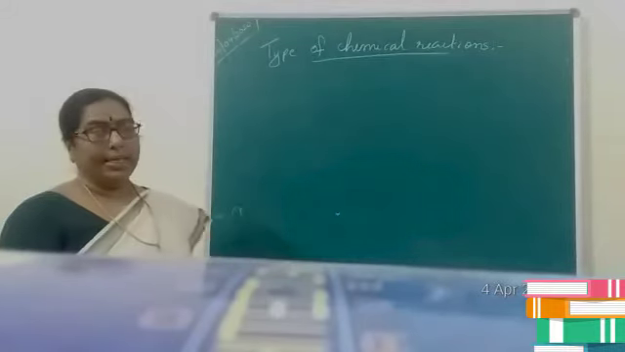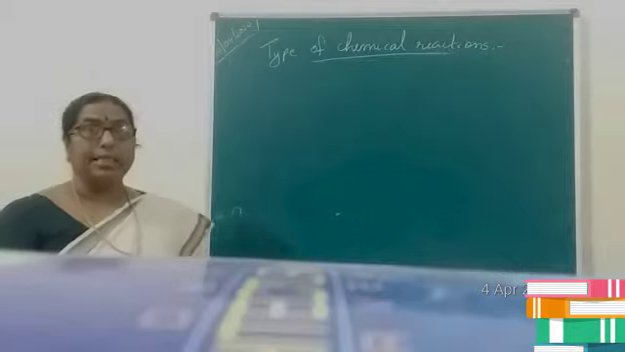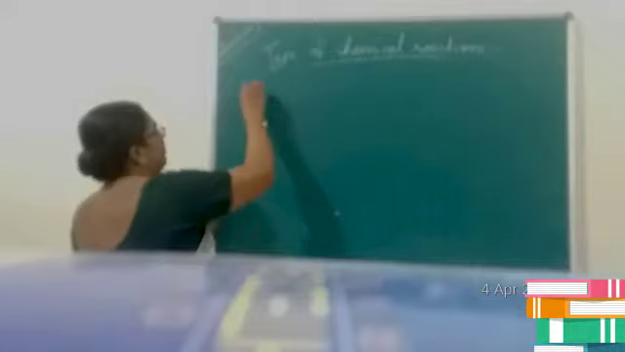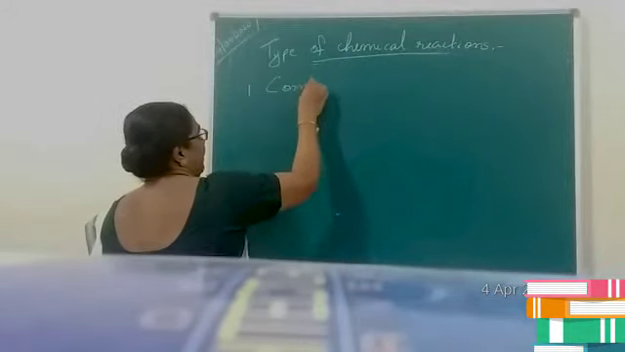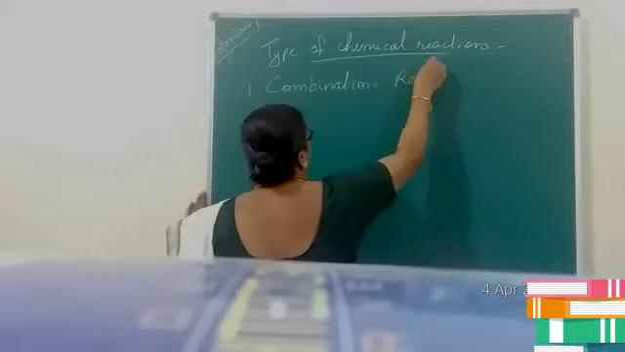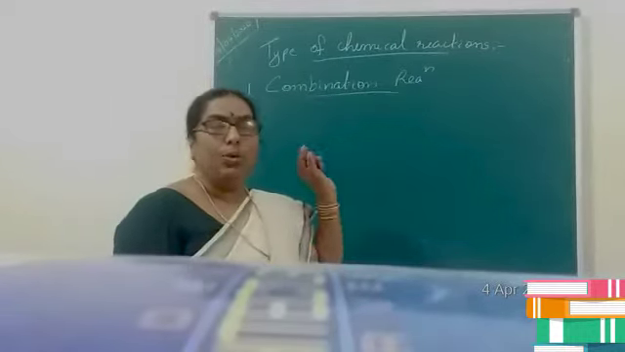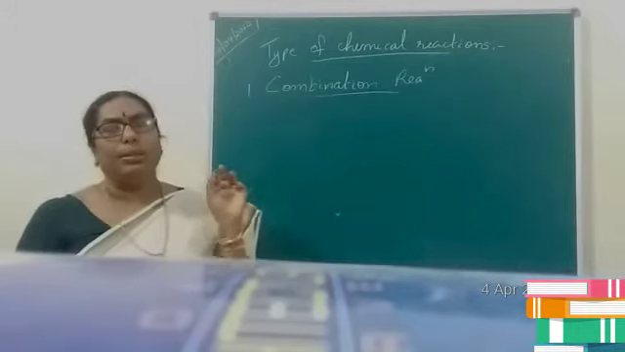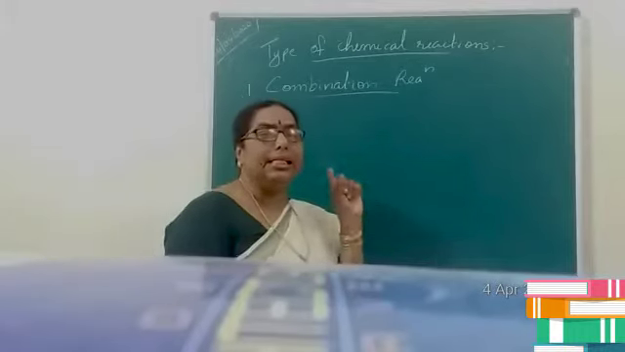Okay, so today let us start with the types of chemical reactions. Reactions are of different types. First, let us start with the first type of chemical reaction, that is combination reaction. As the name indicates, combination means we are going to combine together. So this is a type of reaction where two or more substances combine together to form a single substance.